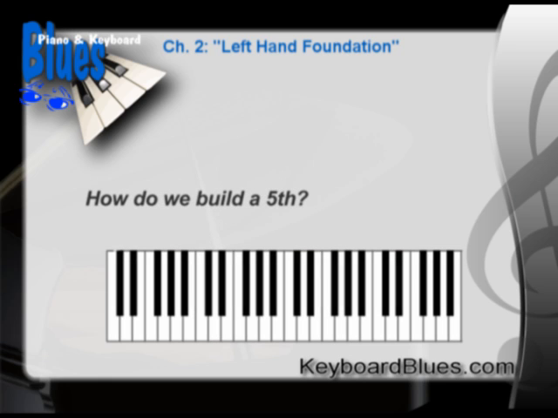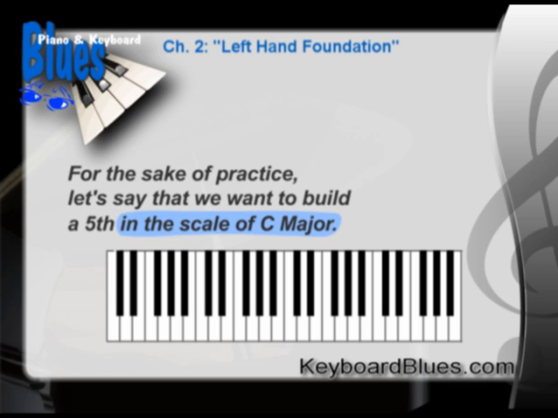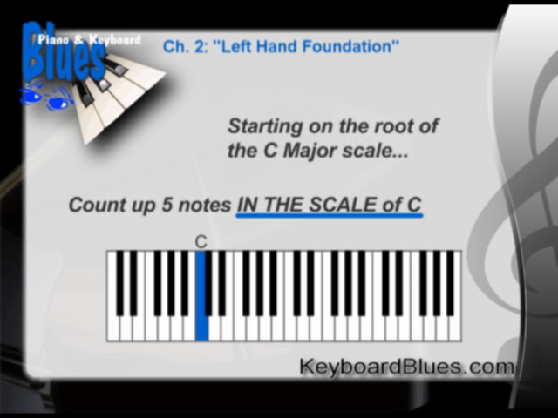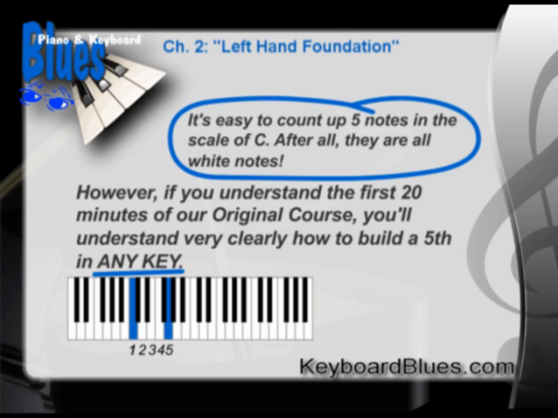How do we build a fifth? For the sake of practice, let's say we want to build a fifth in the scale of C major. Starting on the root of the C major scale, count up 5 notes in the scale of C. It's easy to count up 5 notes in the scale of C. After all, they're all white notes.